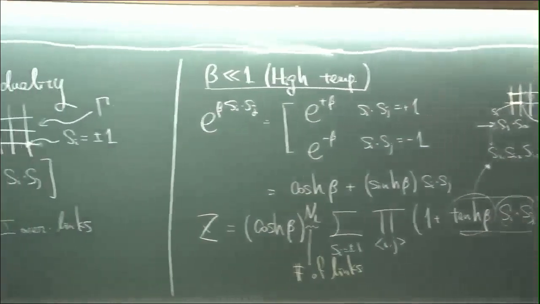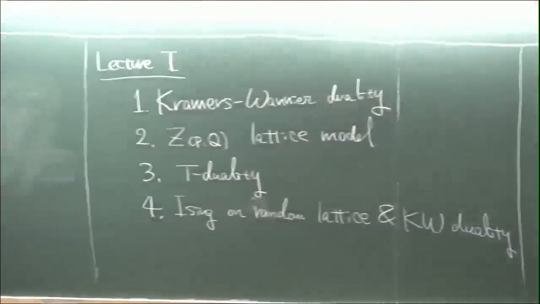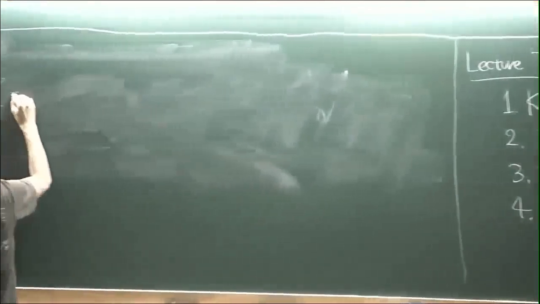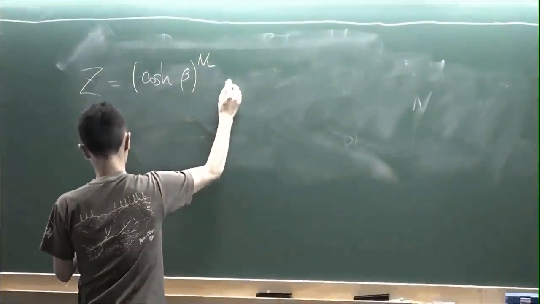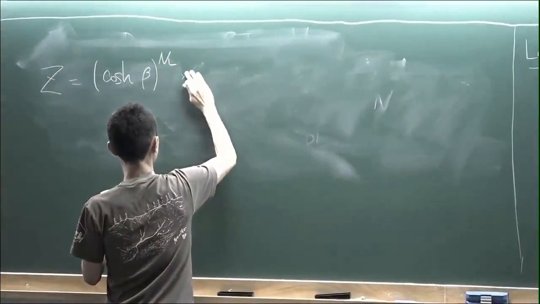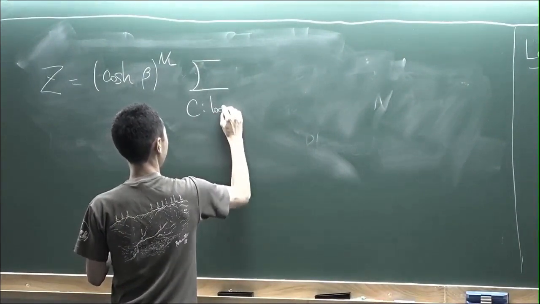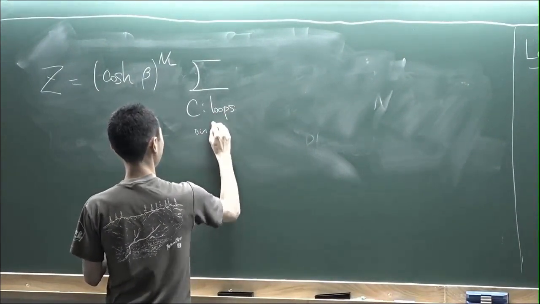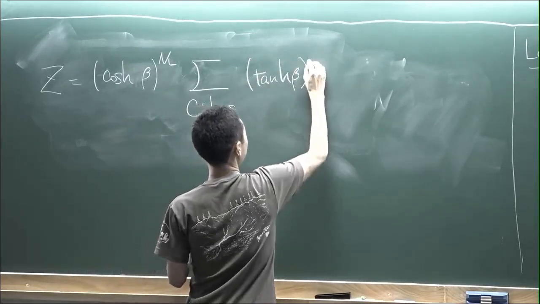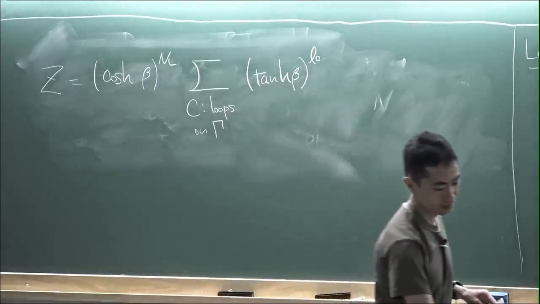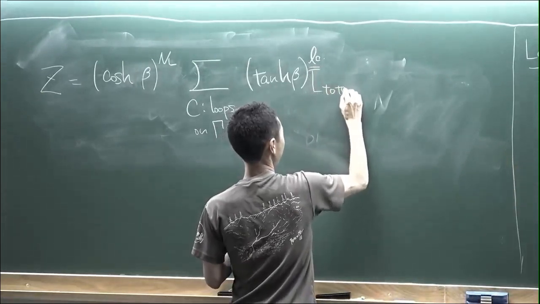So this gives you an expression that the partition function is basically given by a sum over all possible closed loops on this lattice. And for each loop, I just get this factor, where LC is just the total length of the loop.